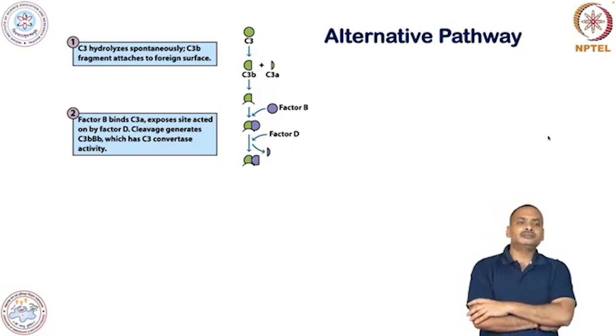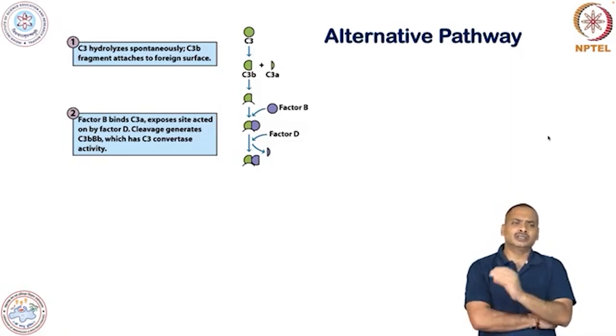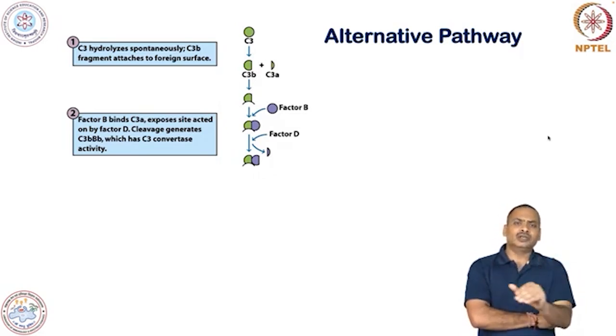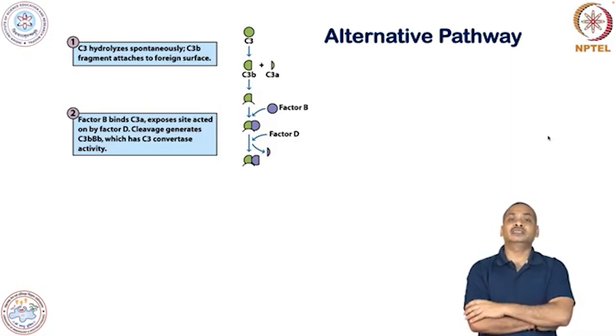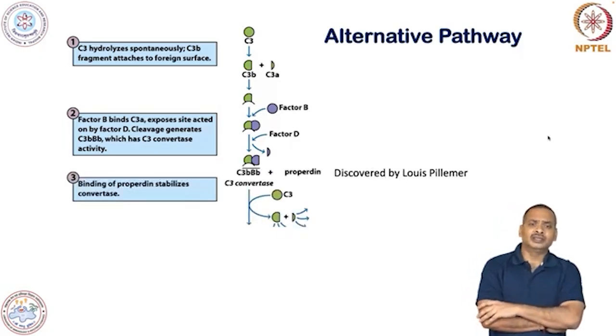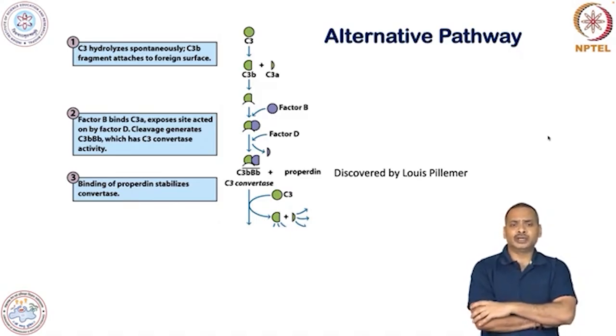Once this C3b binds with factor Bb, it acquires enzymatic activity, and that enzymatic activity is C3 convertase activity. Here you can see that all these things are basically stabilized by a very important molecule known as properdin.